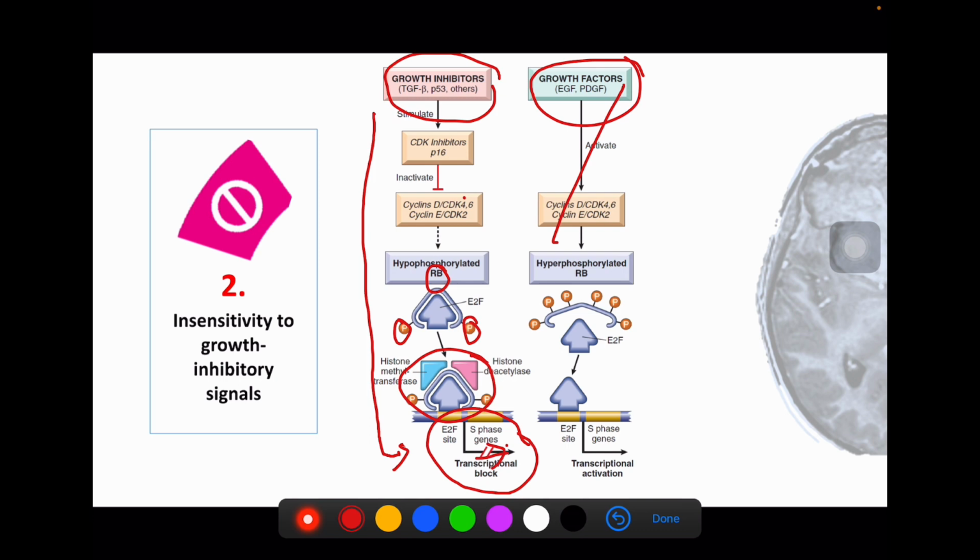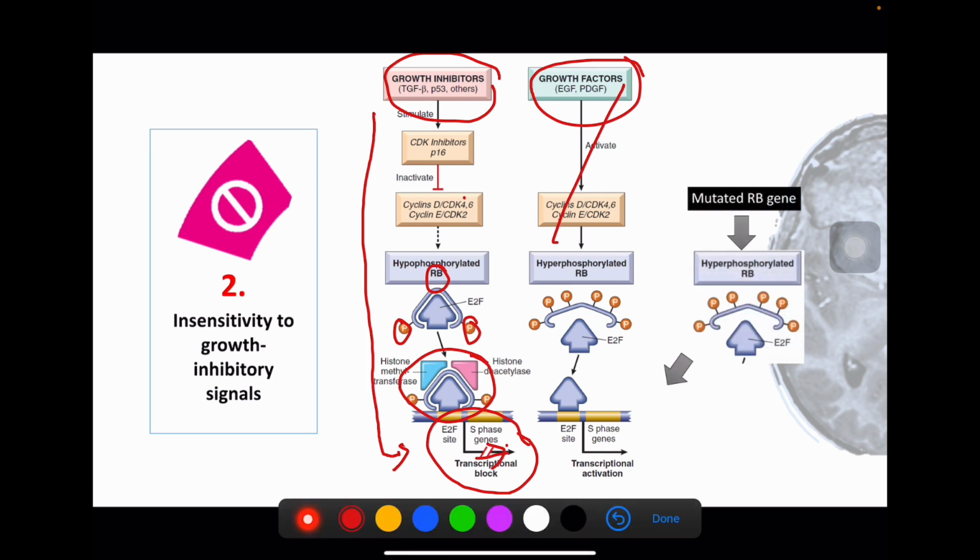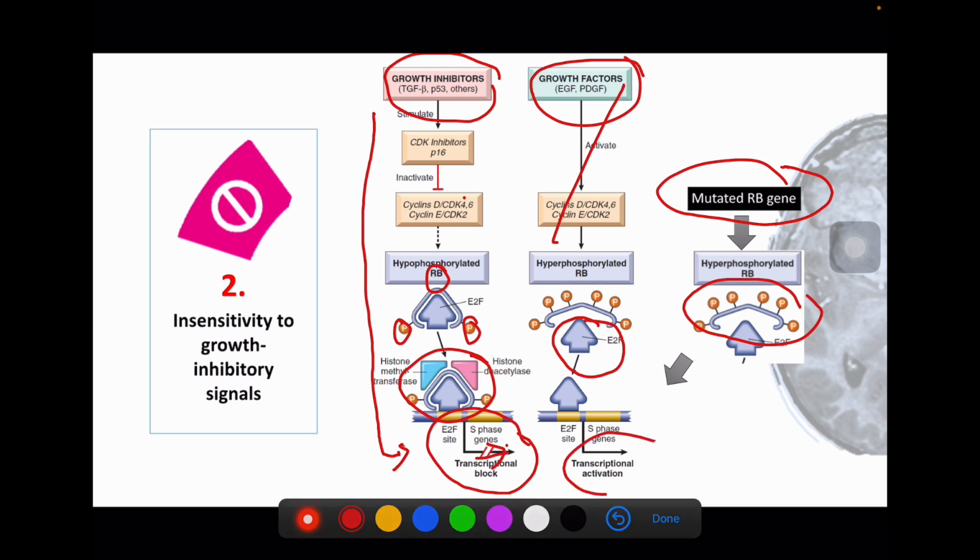However, in cases of cancer, there's a mutated RB gene. What happens in the mutated RB gene? The RB protein becomes hyperphosphorylated. When it becomes hyperphosphorylated, it will release this type of protein, and this protein will cause transcriptional activation. This will mean that there will be more and more proliferation.